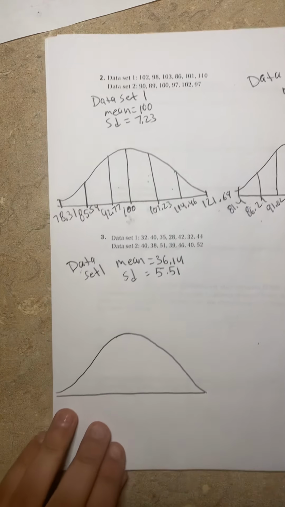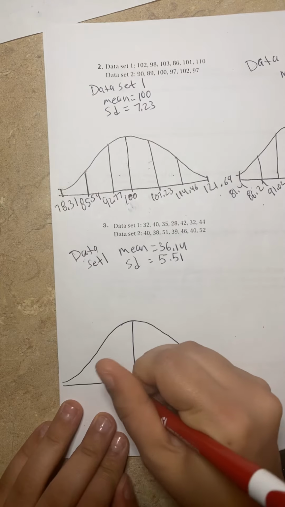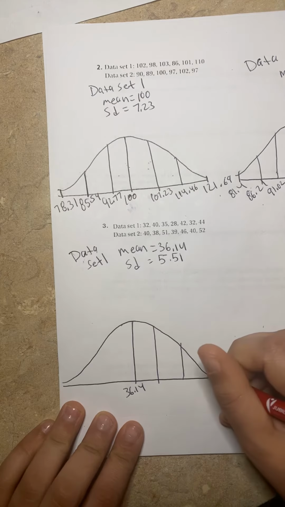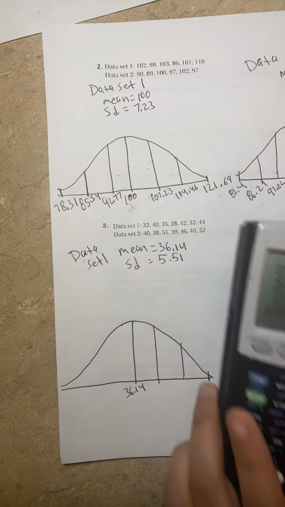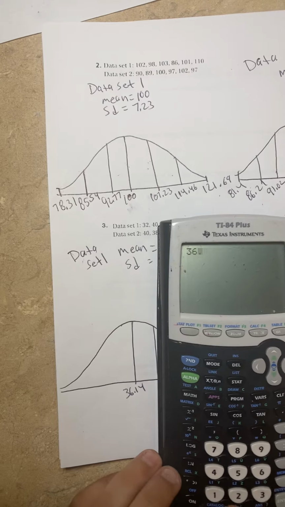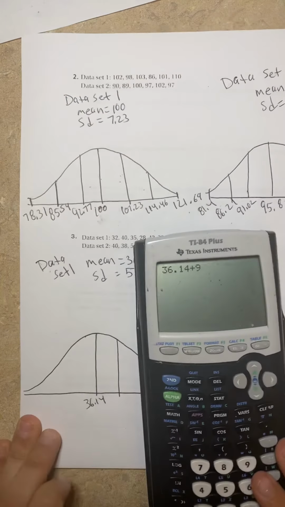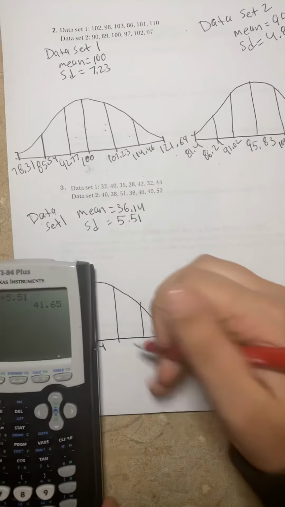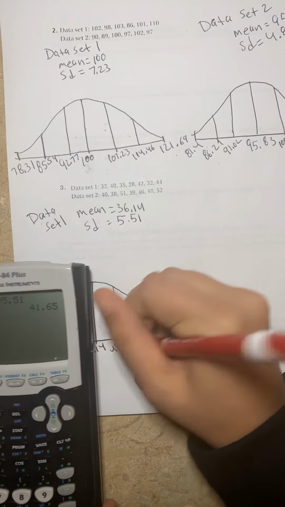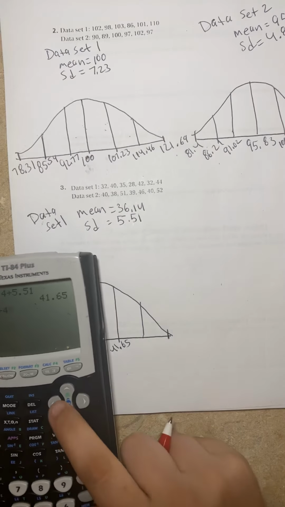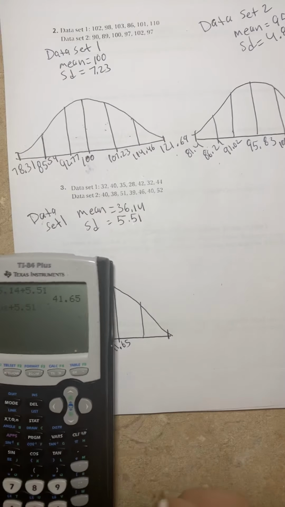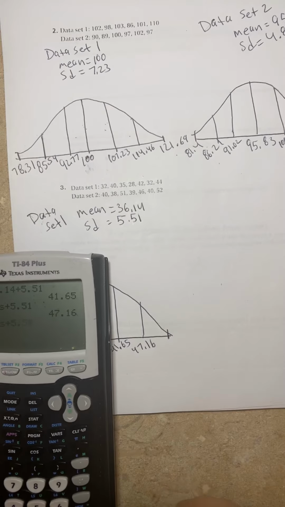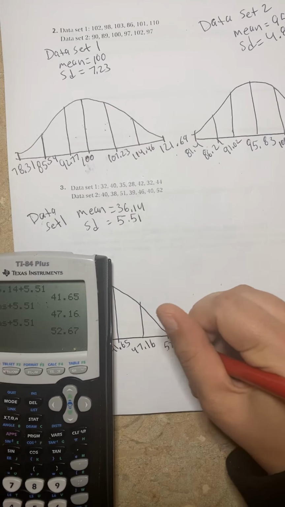Okay? So that means that 36.14 is in the middle. And we add 1, 2, 3 times. So 36.14 plus 5.51 gives me 41.65, plus 5.51 gives me 47.16, plus 5.51 gives me 52.67.